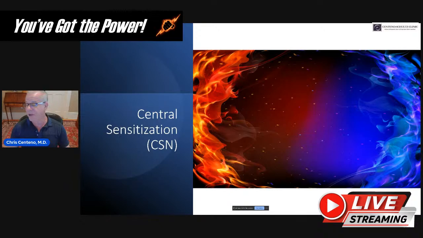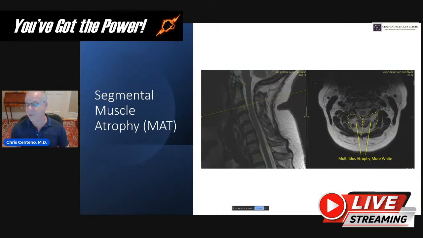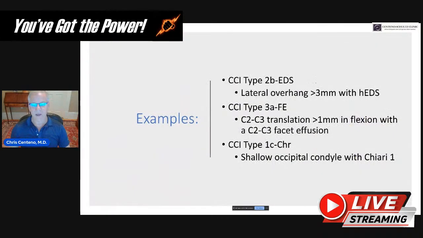And then finally, you can have central sensitization. And all central sensitization means is that your nerves are on fire, and it makes all of this harder to treat. And then segmental muscle atrophy on MRI, we've talked about that, how to identify it, etc. That just means that the muscles that stabilize the bowling ball on the stick are weak. So all of these can alter the course of treatment, tell us things we need to treat in addition to treating the main ligaments. And then this is just some naming conventions for all of this that you guys don't necessarily need to focus on.